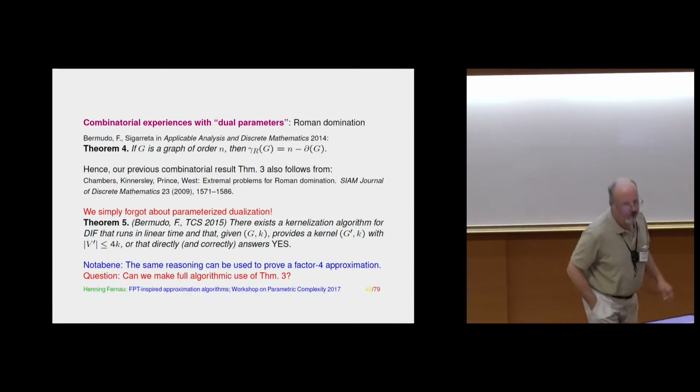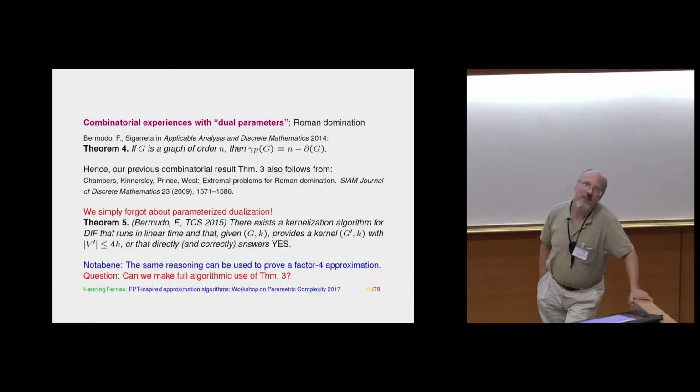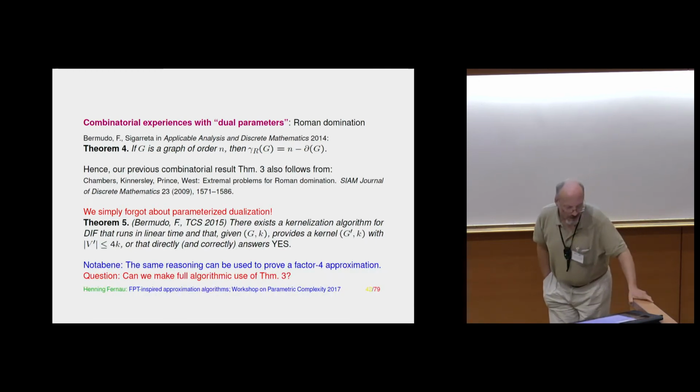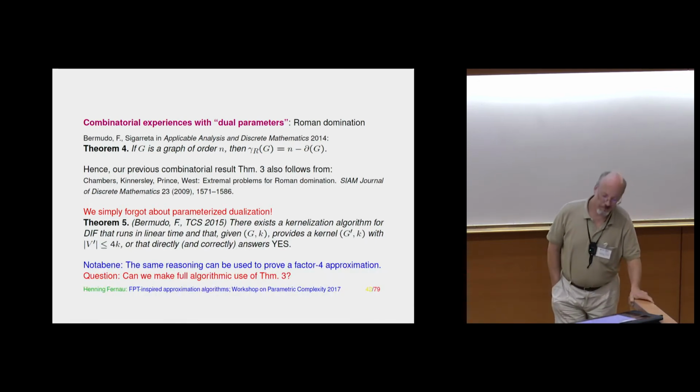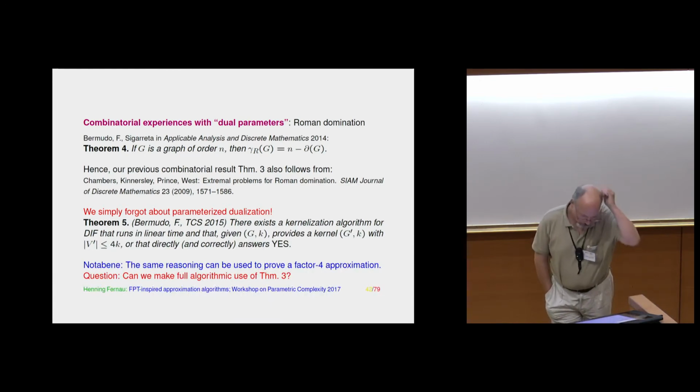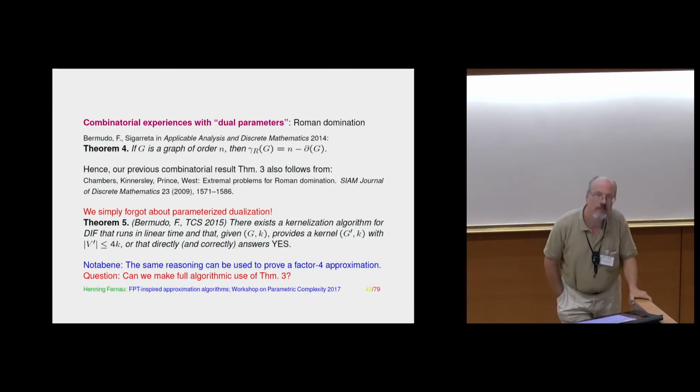And also, unfortunately, it was clear then that our result that I mentioned before was obsolete, because basically 3 years ago, Chambers, Kinnersley, Prince, and West published basically the same result, put it this way, in the SIAM Journal on Discrete Mathematics, on Roman domination. So that happens, of course.